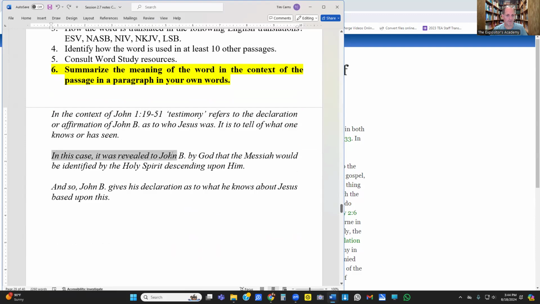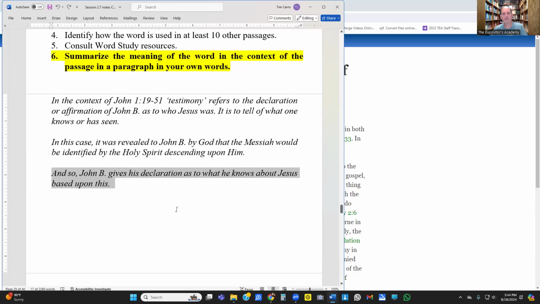In this case, it was revealed to John the Baptist by God that the Messiah would be identified by the Holy Spirit descending upon him. And so John the Baptist gives his declaration as to what he knows about Jesus based upon this. So notice here, I'm talking about the context. Testimony is John's declaration of who Jesus was or is. And John was telling of what he knew and what he had seen. And then we see an example in the context as John declares what he was told by God regarding who the Messiah would be. Okay?